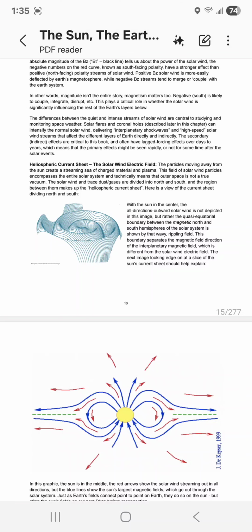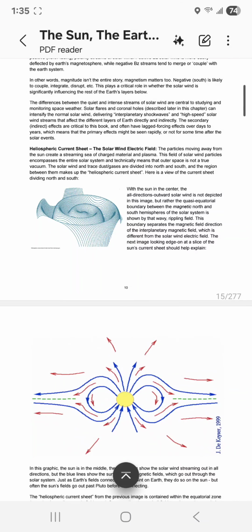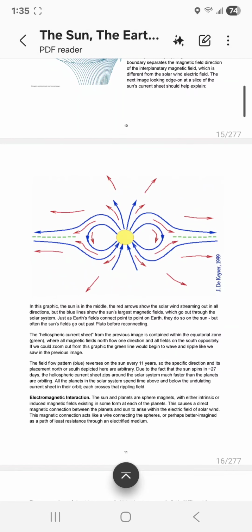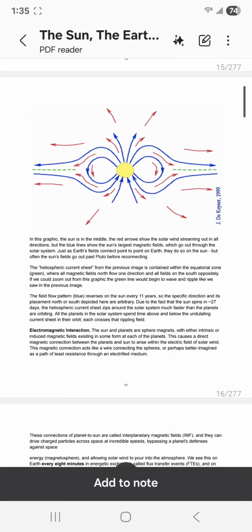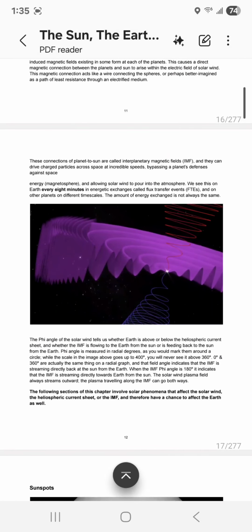So when it spins, it creates this spiral, which is literally a Fibonacci sequence and phi. So this is literally how the sun pulls in and emits. Pretty cool. And then there's the galactic plane that every 8 minutes, it says every 8 minutes right here, allowing solar wind to pour into the atmosphere. We will see this on Earth every 8 minutes. The energetic exchange is called flux transfer events.